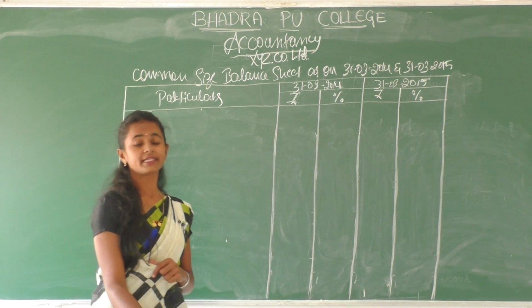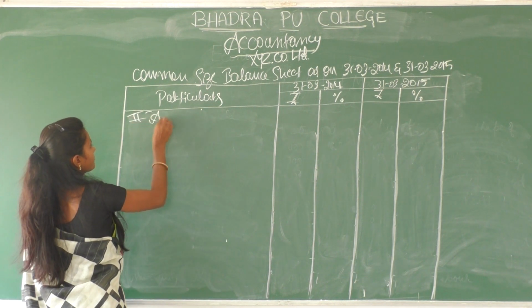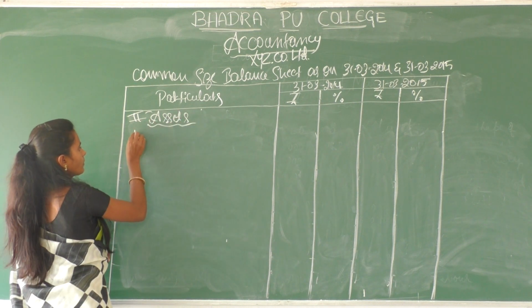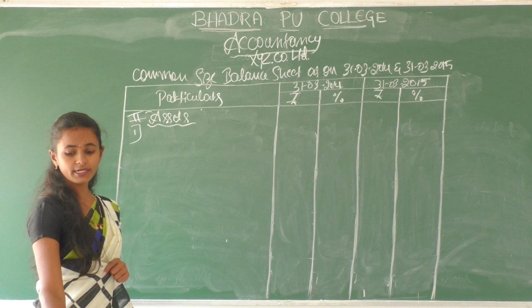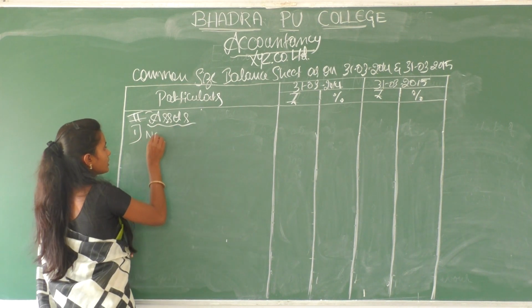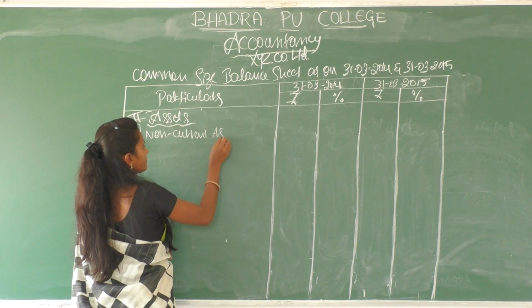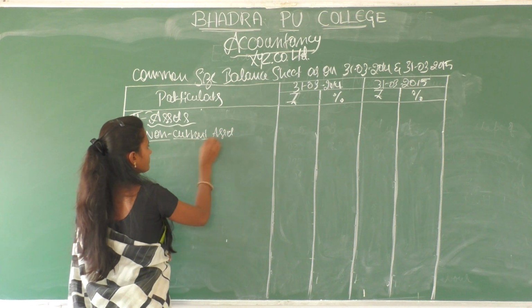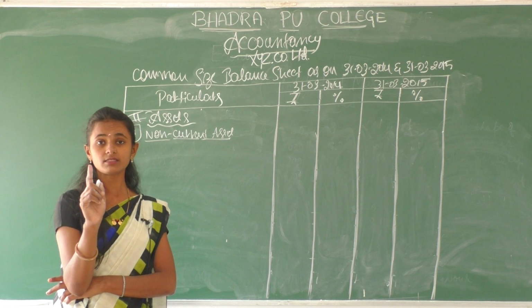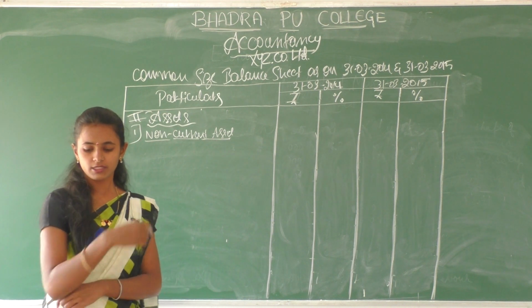So the Roman number second is assets. Under that, the first item is non-current or fixed assets, so I am taking here non-current asset. Under that we have two items, one is tangible asset and the second one is intangible asset.